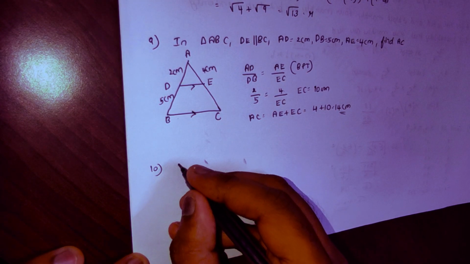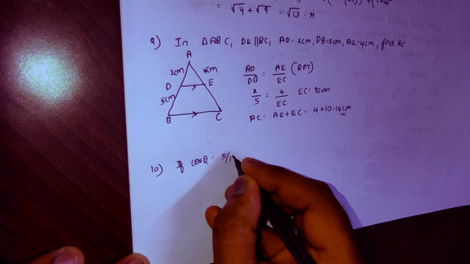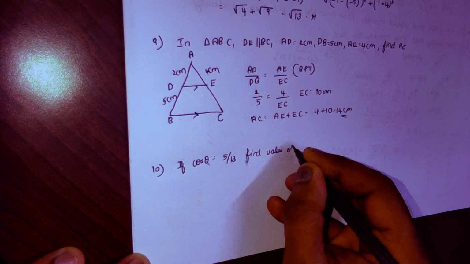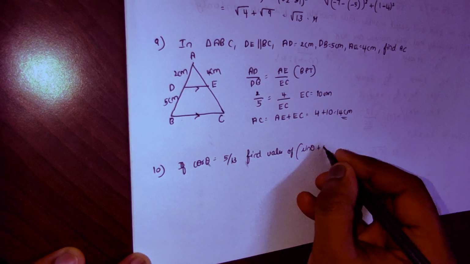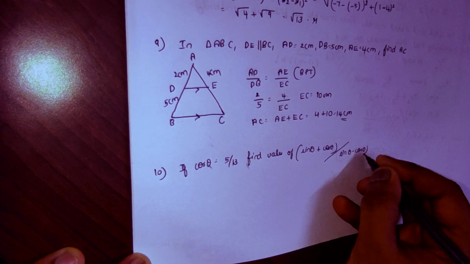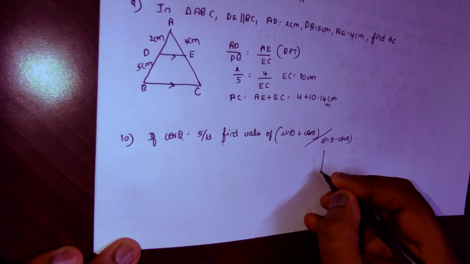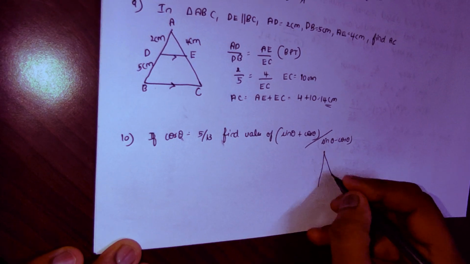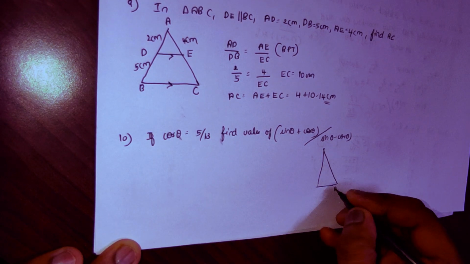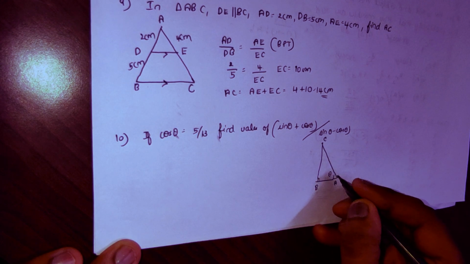10th question. If cos theta is equal to 5 by 13, find the value of sin theta plus cos theta divided by sin theta minus cos theta. We will draw a triangle A, B, C. We will take this as theta.